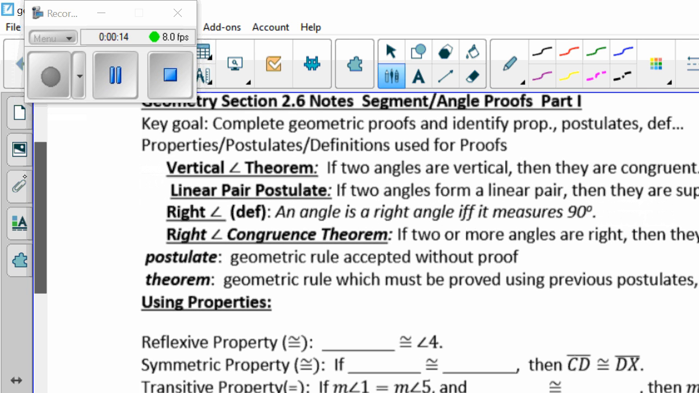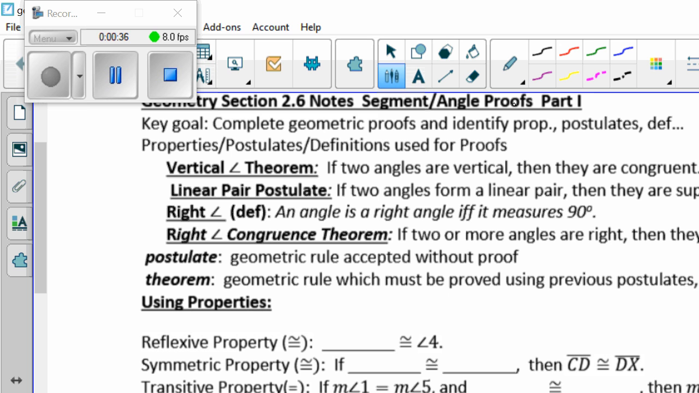We have the vertical angle theorem, which states if two angles are vertical, then they are congruent. We have the linear pair postulate, which says if two angles form a linear pair, then they are supplementary. We will be able to abbreviate this as LPP. The vertical angle theorem, we can abbreviate as VAT, V-A-T.